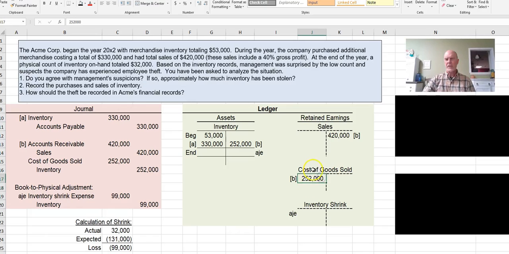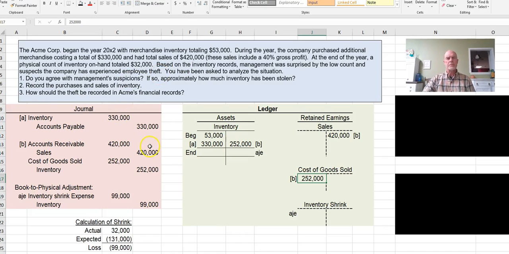So what I'm trying to represent here is just what's been happening throughout the year. So we've been recording transactions as they go. Don't get too lost in the details here, but I'm just trying to get us to some end of year balances. At the end of the year, a physical count of the inventory on hand totaled $32,000. Based on the inventory records, management was surprised by the low count and suspects the company has experienced employee theft.